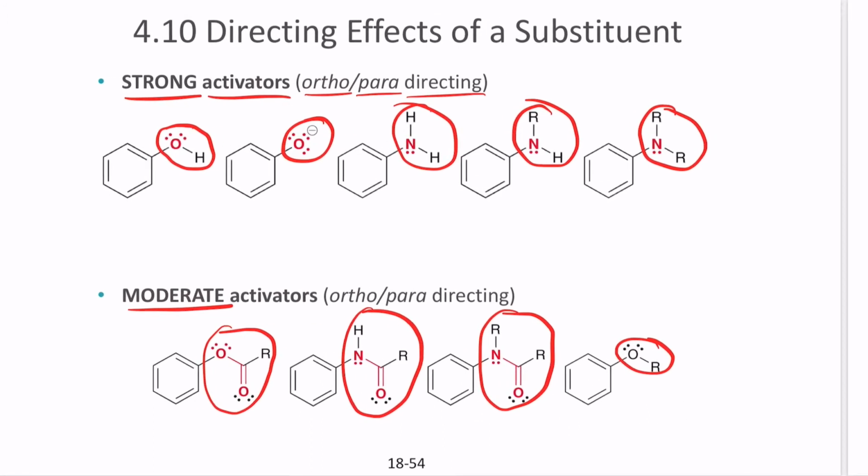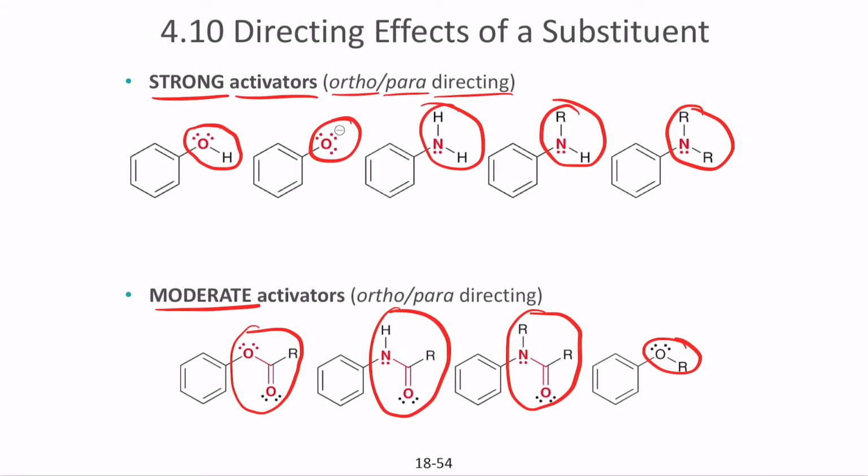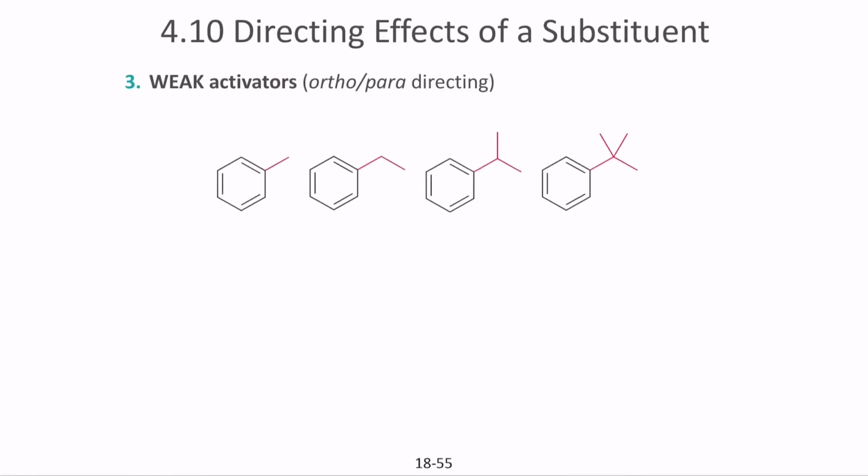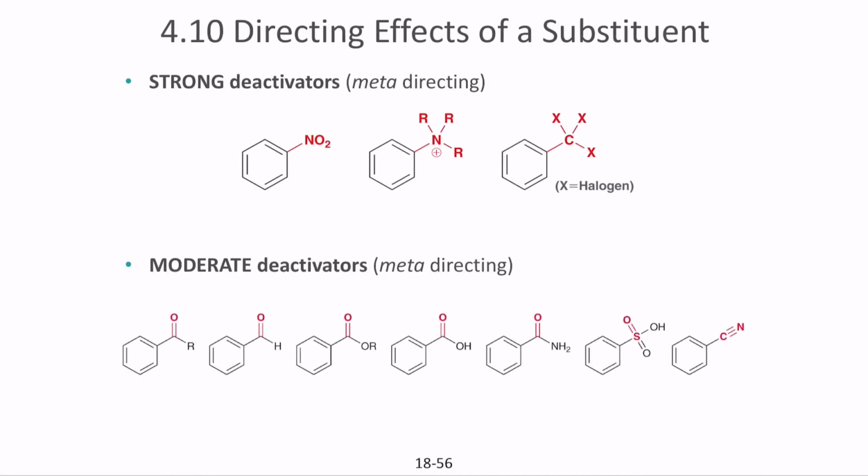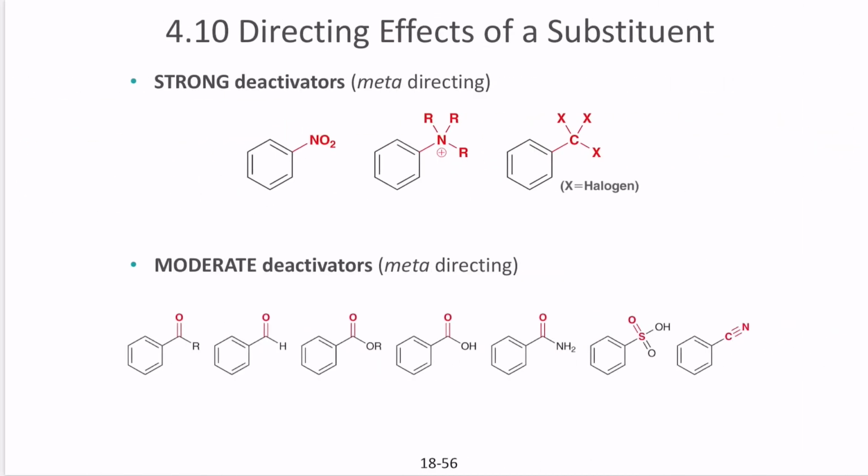Remember that whenever you see an electron pair right next to the double bond, meaning an atom that can resonate right next to the double bond, you know that it's an activator. So what are weak activators? Most of the groups that we generally see, the carbon groups, are generally weak activators. Any carbon group that's attached is generally a weak activator, and still ortho or para directing.